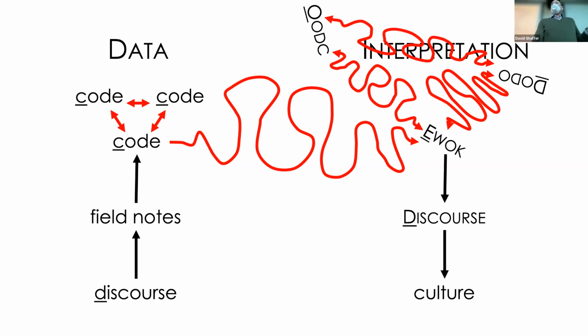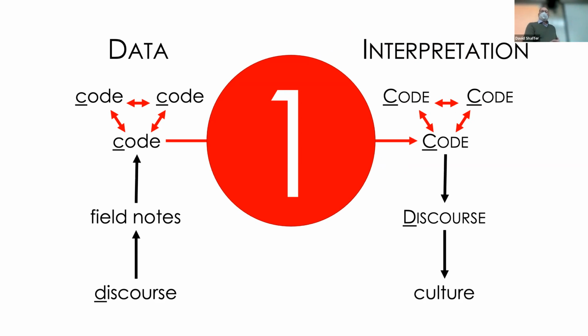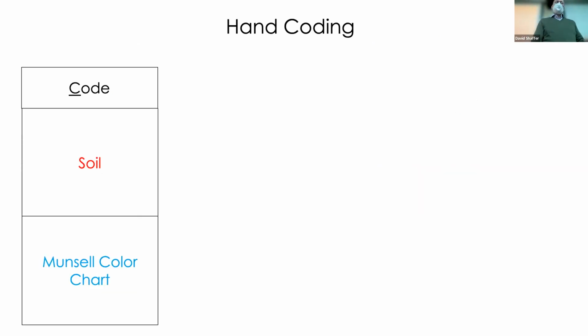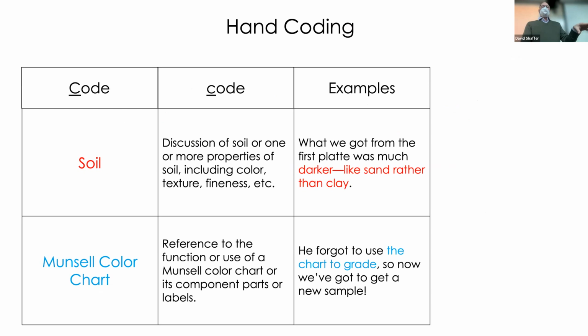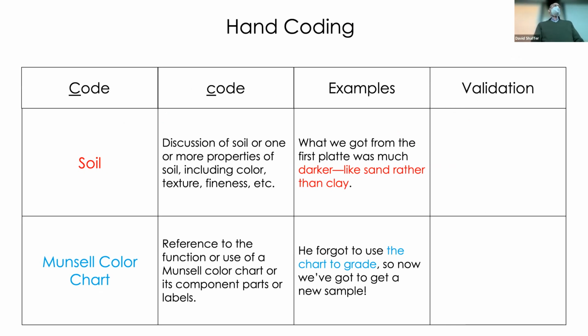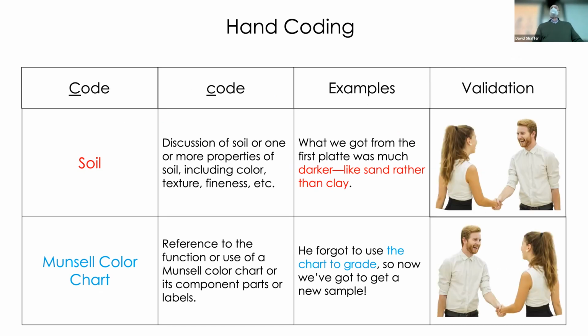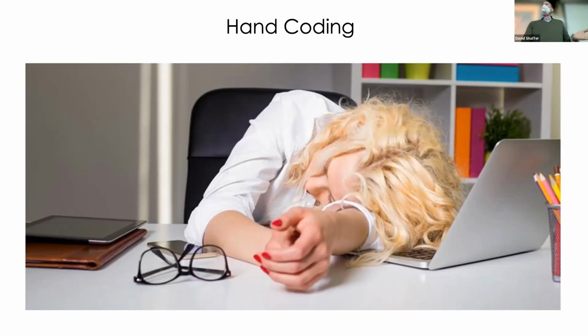Now, there are a few different ways people do that. The first of them is by hand coding. People are probably familiar with this. You pick a code, you define the code, you provide some examples, and then if you have time, you do some kind of validation. Some people do social moderation or dual coding, which just means two people come to agreement on all of the data, which is a very good way of getting good agreement. It's also exhausting.